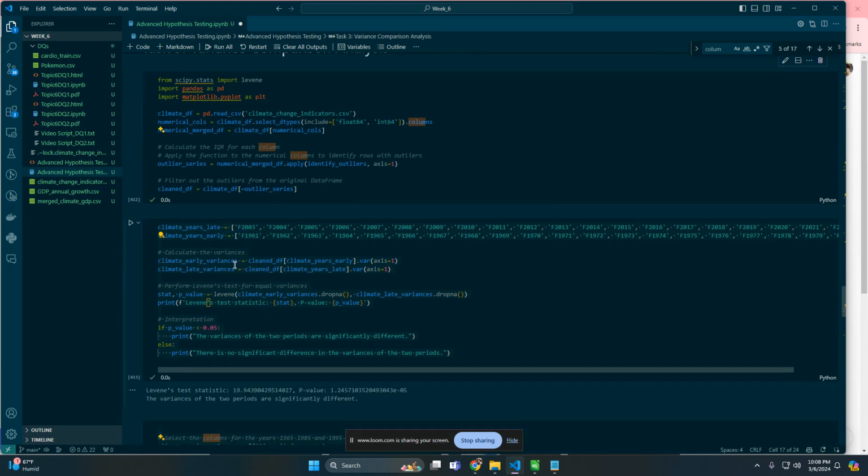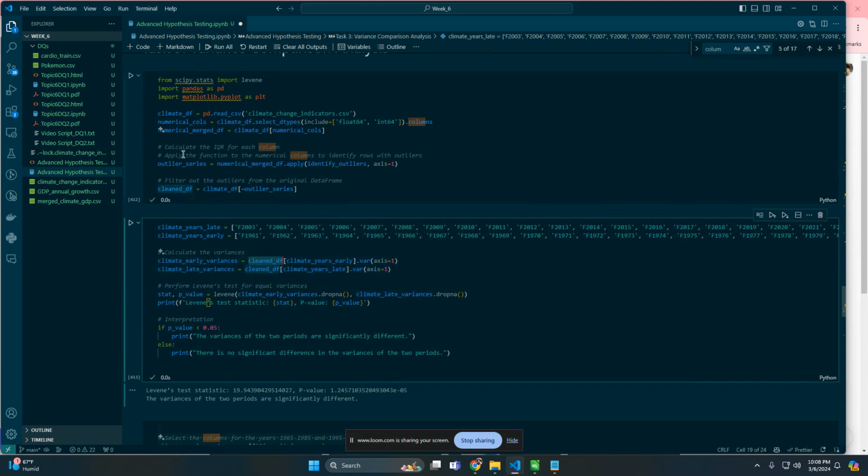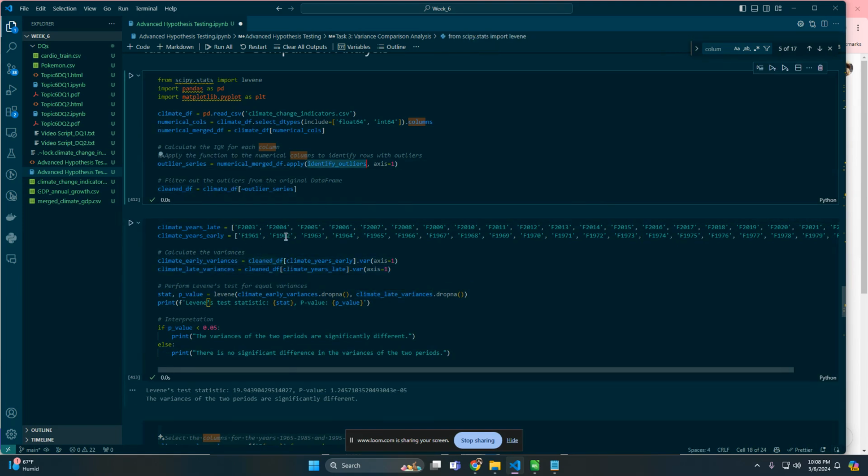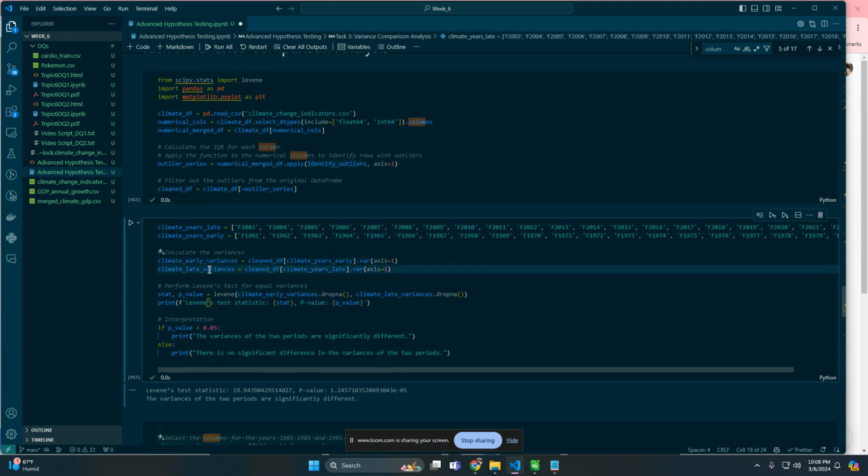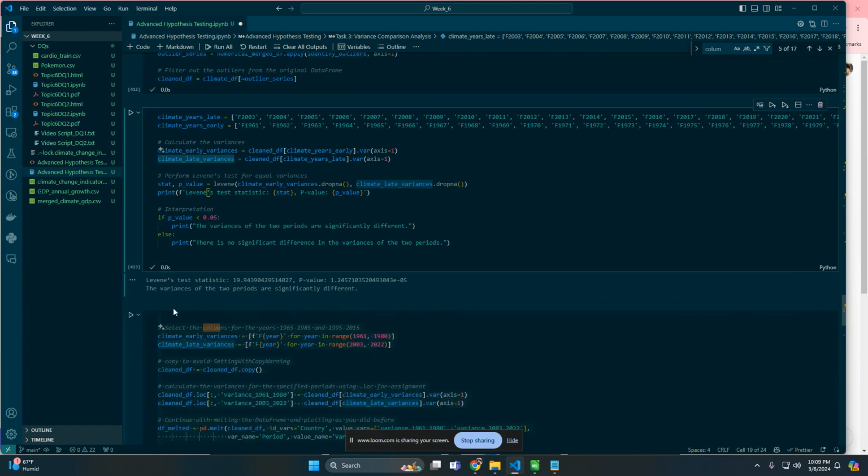So here I have to divide up my data. Again, I had to clean it first using my function because I forgot to do it earlier. Creating a function made it a lot easier. So my early variances, my late variances, so the first 20 years and the last 20 years, and I did a Levene's test to show what significance and variance we had, if there were any. It showed that the two periods are significantly different, with a Levene's test statistic of 19.9 and a p-value of negative a lot, once again.